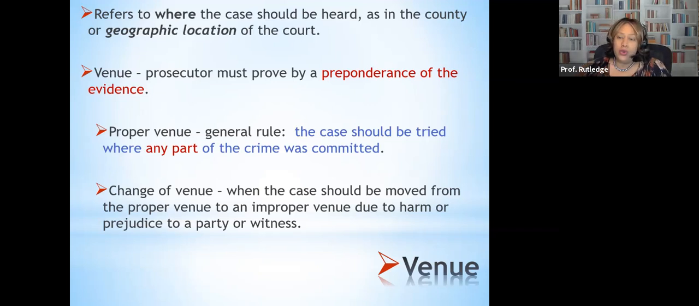In order to determine venue, the prosecutor has to prove it by preponderance of the evidence. We usually presume that there's venue unless it's raised by the defense. The general rule for venue that you should remember is that a case should be tried where any part of the crime was committed. Sometimes a party, and this can be the state or the defense, may ask for a request for change of venue. Anytime there's a concern about venue is improper and there's concern about harming a witness or a party or prejudice.